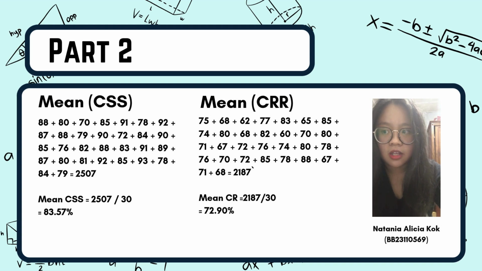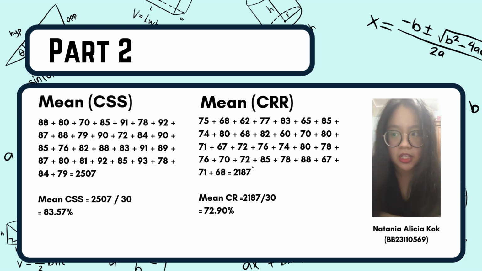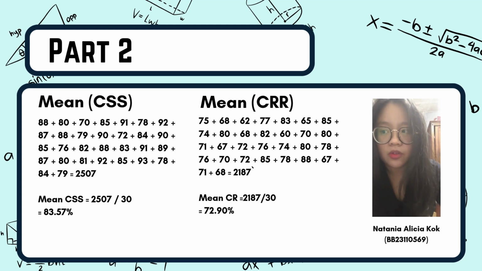For our analysis, we have calculated three key statistics for both metrics: first of all, the mean or average, the median, the middle value, and the mode, the most frequent value. We will start with the mean.